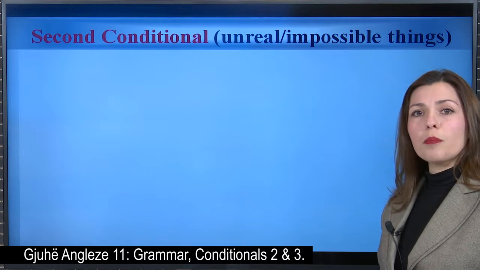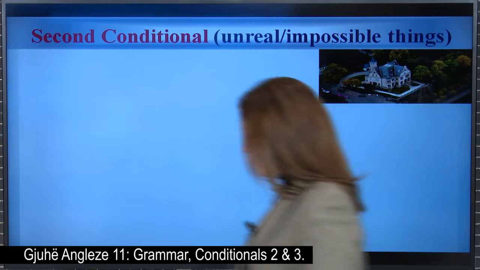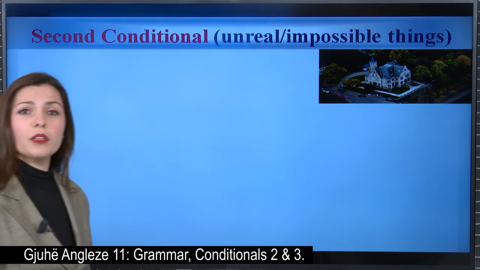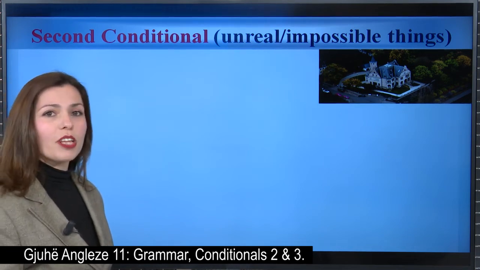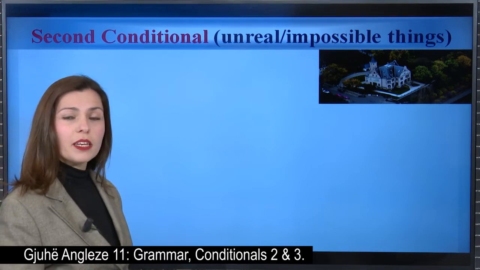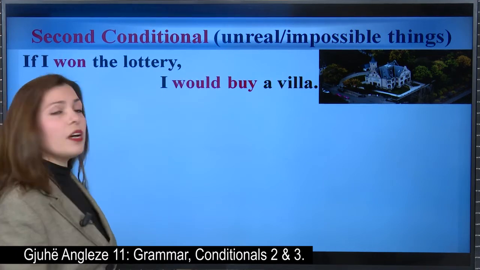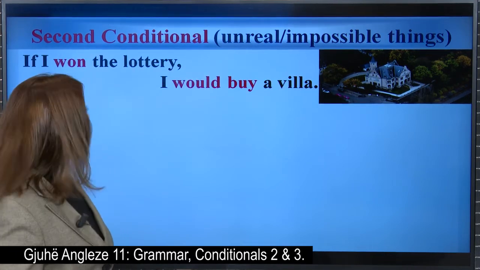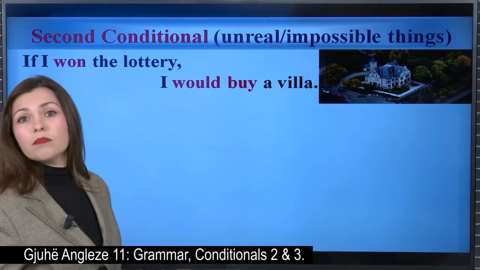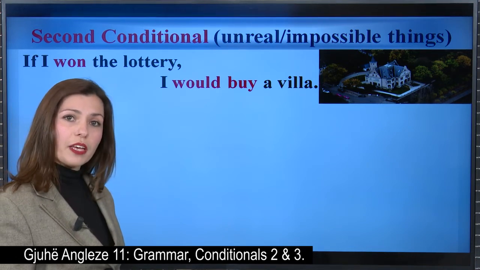But let's take an example. Take a look at this villa. Do you have a villa? Well, actually, I don't have one. I would really like to have one, but I don't have the money. So I'm saying that if I won the lottery, I would buy a villa. But the fact is that I don't have the money. That's why I'm wishing such a thing.